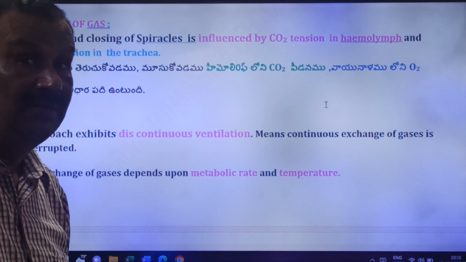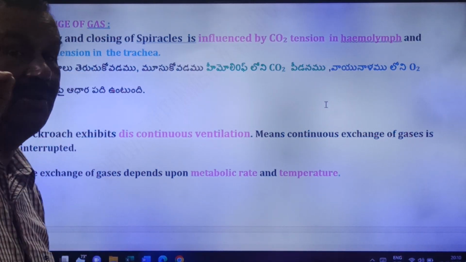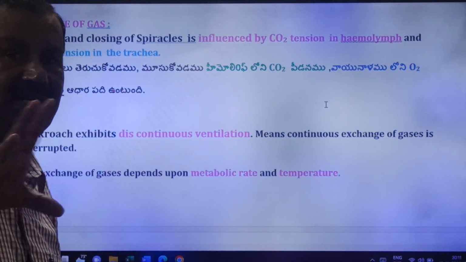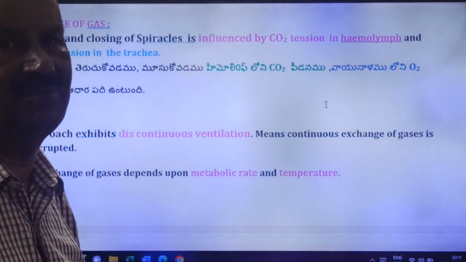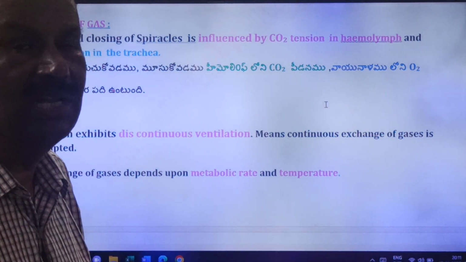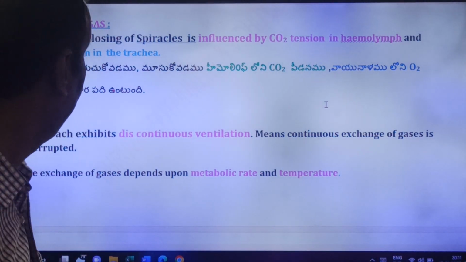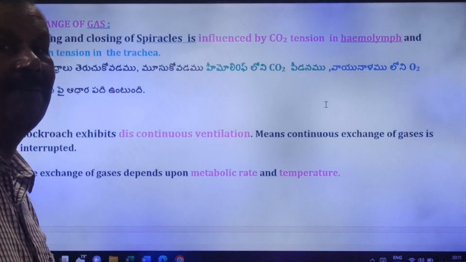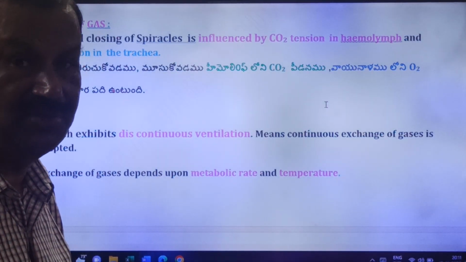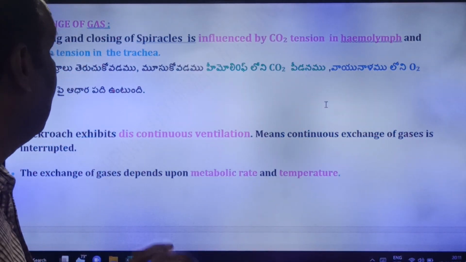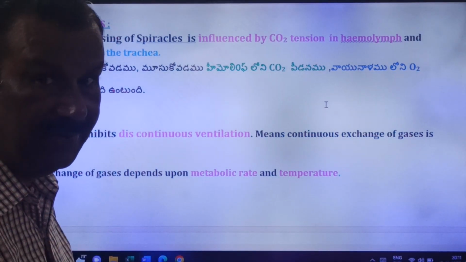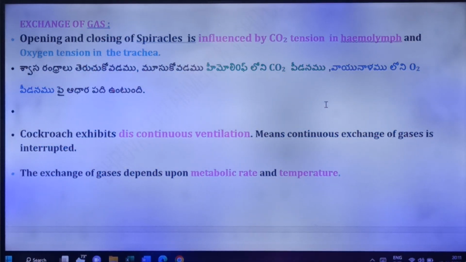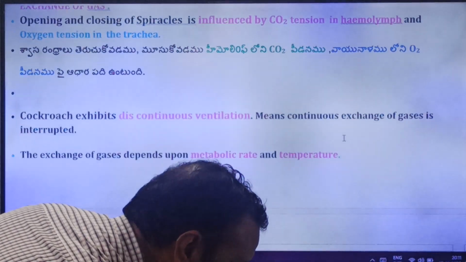Discontinuous ventilation. Cockroach exhibits discontinuous ventilation. Means what, friends? Continuous exchange of gas is interrupted. There is no continuous exchange of gases. That is called discontinuous ventilation. The exchange of gases depends upon metabolic rate and temperature. Friends, this is an MSET and NEET question. The exchange of respiratory gases depends upon metabolic rate and temperature.